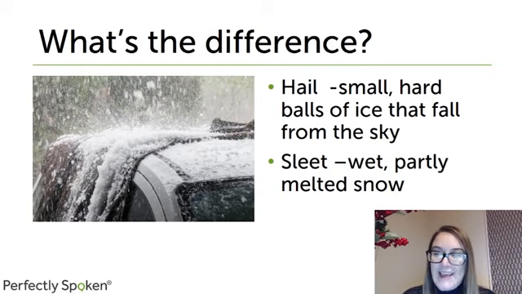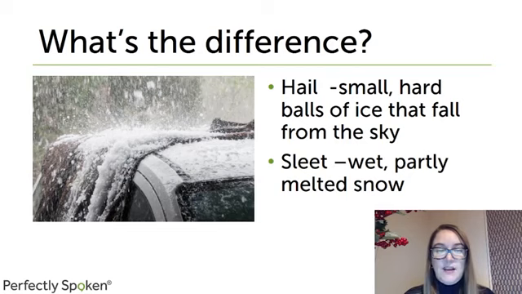Number 4 was hail and sleet. Now, hail are small, hard balls of ice that fall from the sky. And again, depending on where you're based, where you're living, you may or may not have experienced hail before. But it's not very pleasant because they are hard balls of ice. Sleet, on the other hand, is a mixture of rain and snow. So it's partly melted snow. So again, not a very nice weather condition.